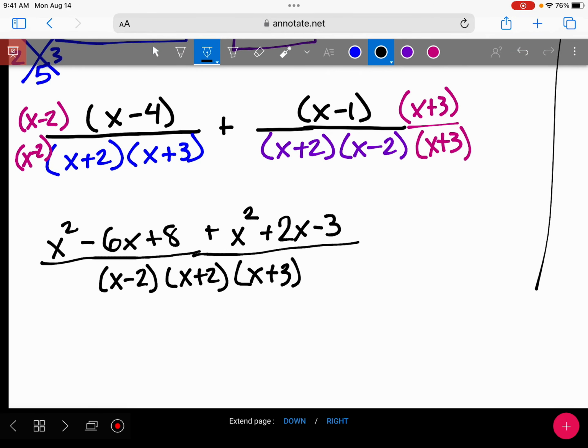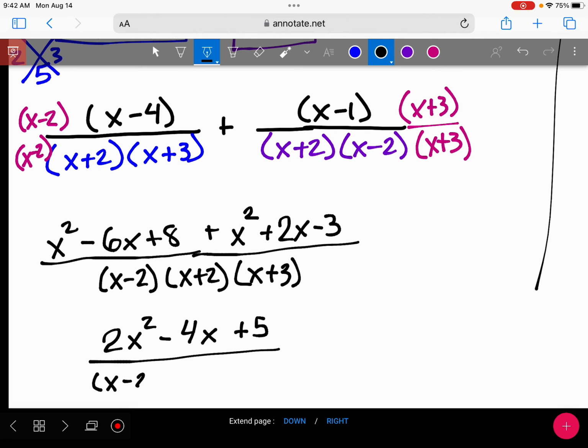Okay, so let's simplify the dang thing. Woo! We're almost there. Because we have x squared plus x squared giving us 2x squared, minus 6x plus 2x giving us minus 4x, plus 8 minus 3 giving us plus 5, over our big old denominator, x minus 2, x plus 2, x plus 3.